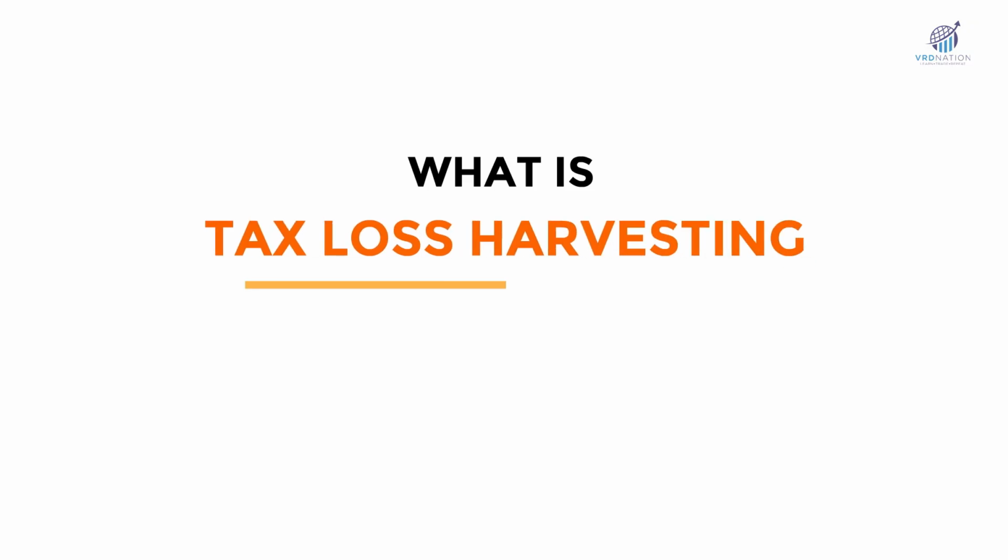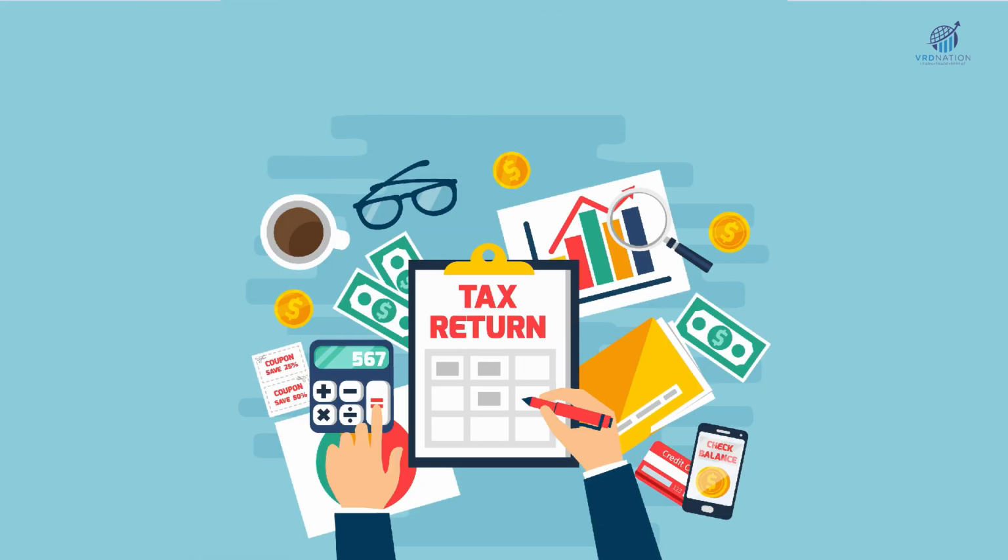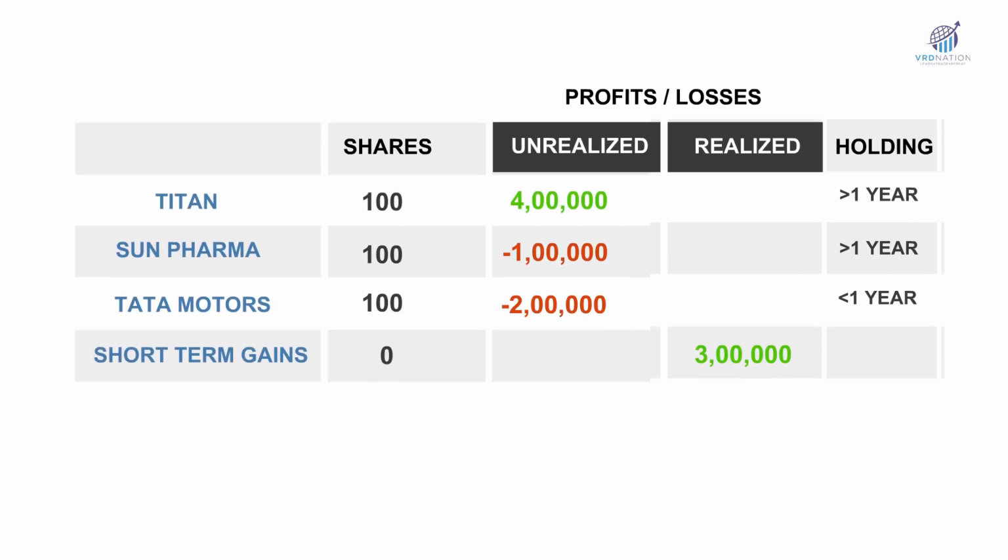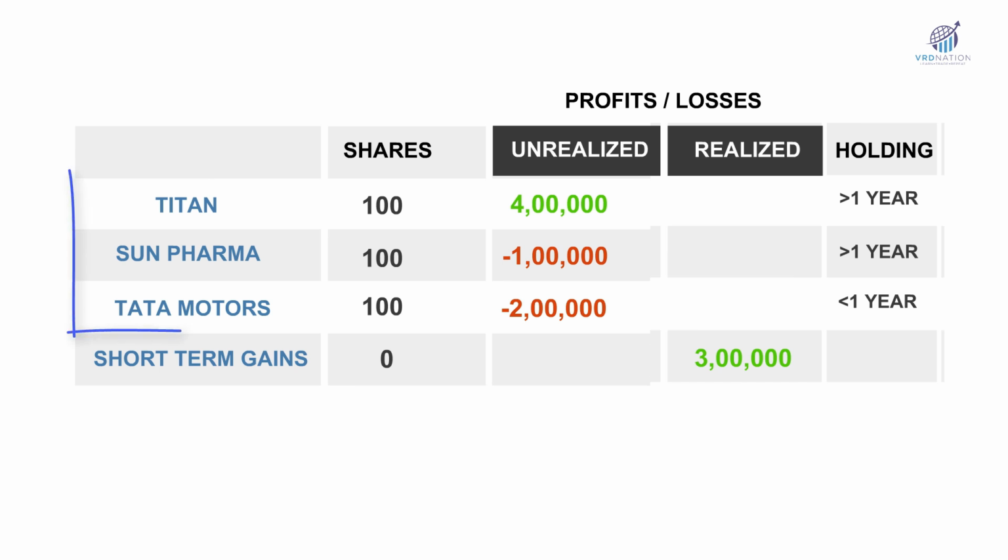Okay, so let me explain the concept of tax loss harvesting with an example. Let's say you're getting ready to file your taxes, so you summarized all your stock market activities for the year. And this is how it looks like. You are holding on to the shares of Titan, Sun Pharma and Tata Motors, and you have already booked short-term gains of 3 lakh rupees.